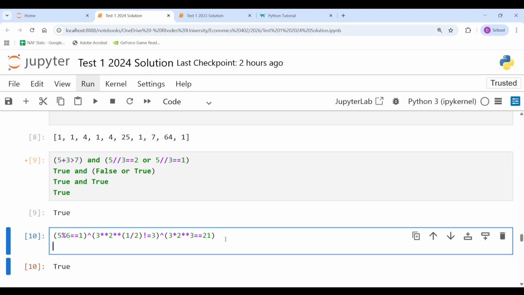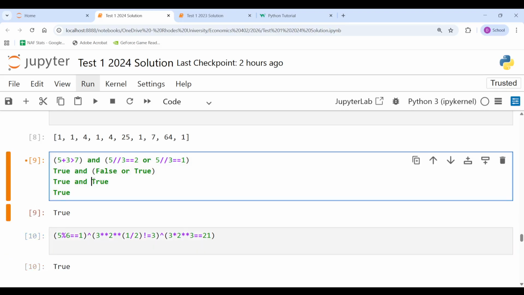Not. What do you mean not? Not is just the opposite. So if I say not true, then it is false.